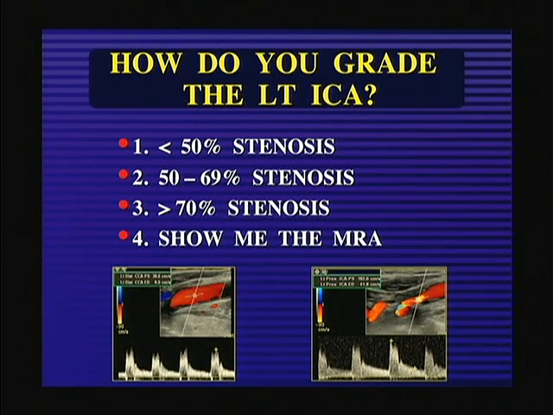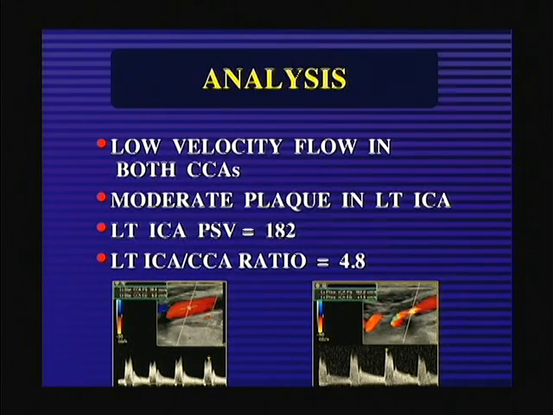So with a velocity of 182, focal plaque, we have our choices, less than 50%, 50 to 69, greater than 70, or just show me the MRA. Okay? Here's the analysis. Low velocity flow seen in both common carotid arteries, moderate plaque in that left internal with a peak velocity of 182. If we do the ratio, the left ICA-CCA ratio is 4.8. That suggests a pretty tight stenosis. Yet the velocity is 182. So again, we have a discrepancy here between the peak systolic velocity and the ratio. Of course, it's complicated by the fact that we have low velocity flow.